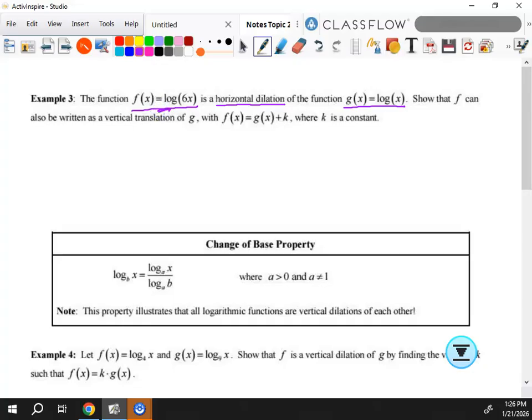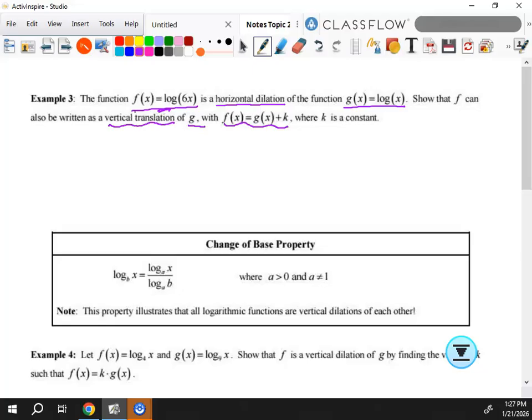And it says, show that f can also be written as a vertical translation of g in this form. So if you recall, when we did exponentials, because that was before Christmas, we took some in one form and manipulated it, changing horizontal translations into vertical dilations and vice versa. So these are changing horizontal dilations into vertical translations. It's the opposite because they are inverses of each other.